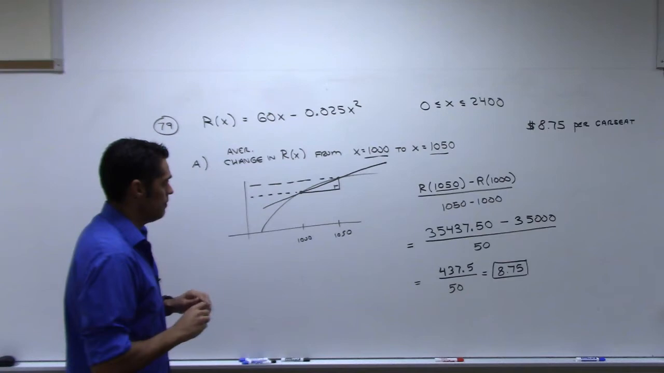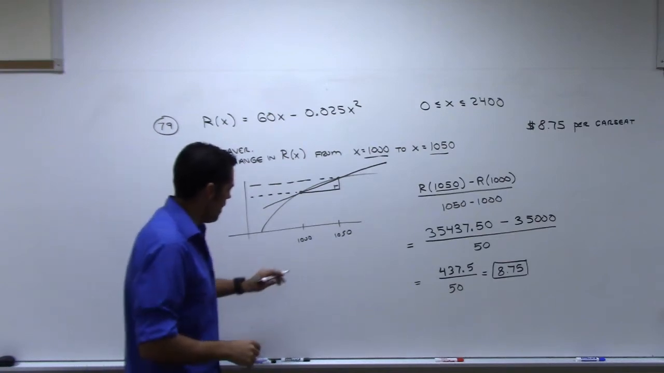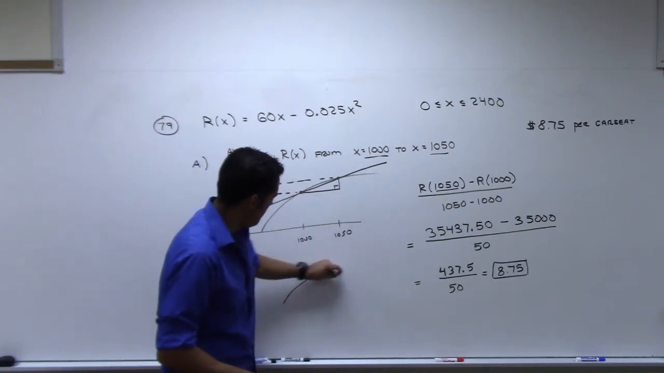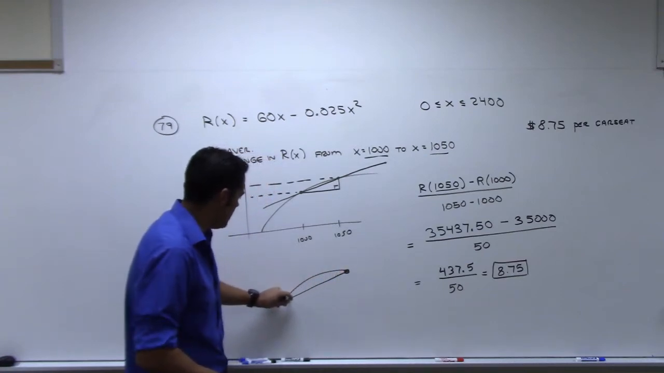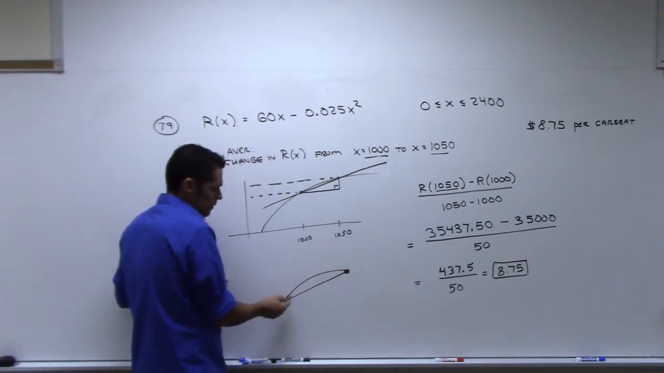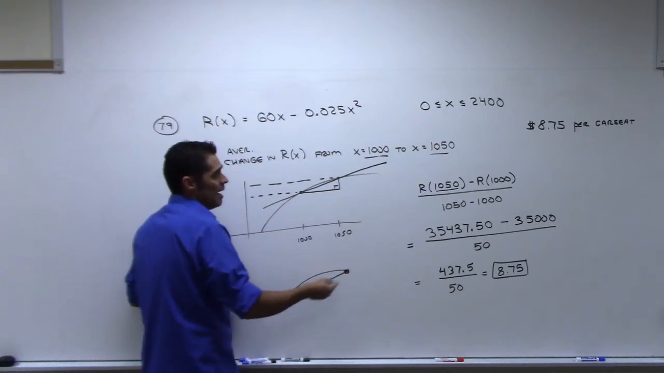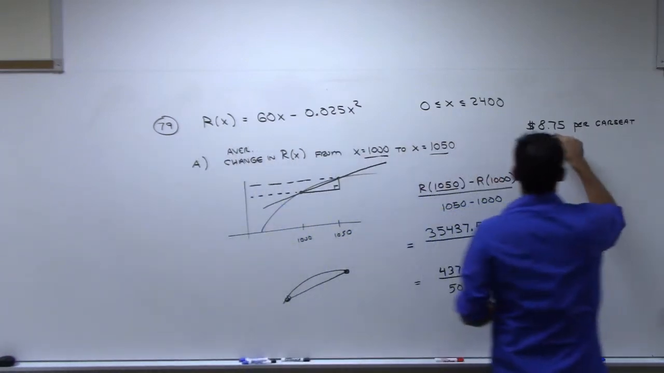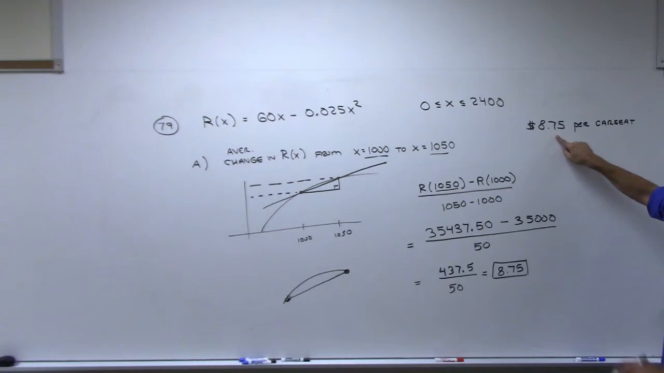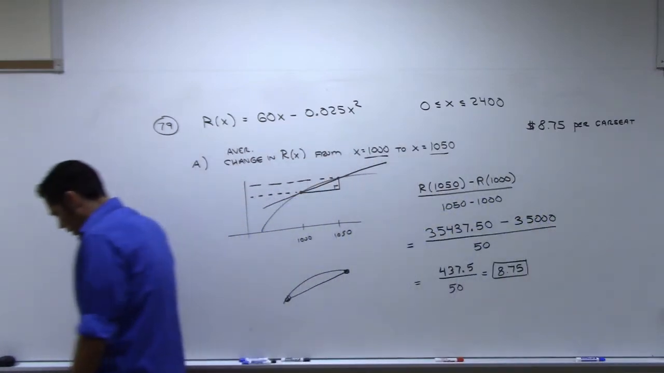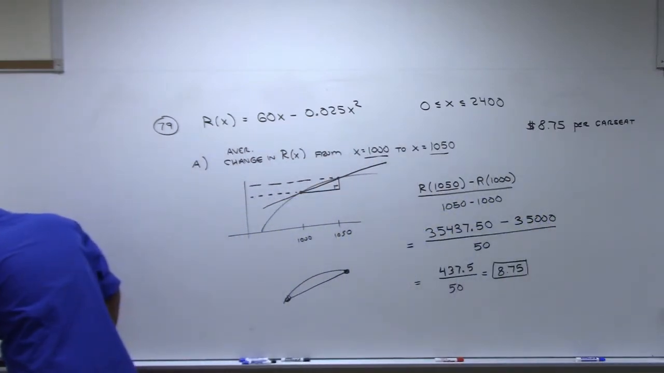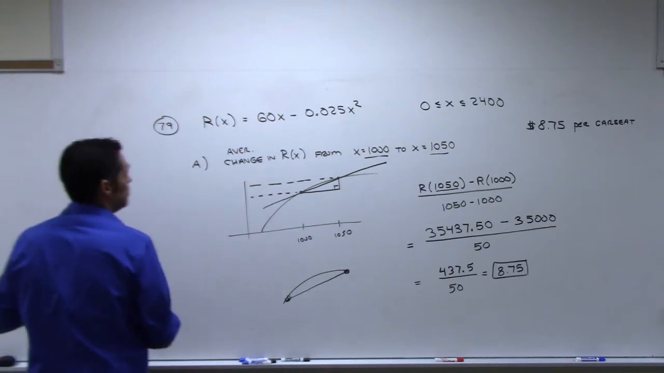$8.75 per car seat. So you can see here that if I zoom in on that, we have the curve, we have the 2 points, and we've approximated that curve change with a line, and that approximation to the change is about $8.75 per car seat. Now, what we're going to do next, part B, is find R prime of x.